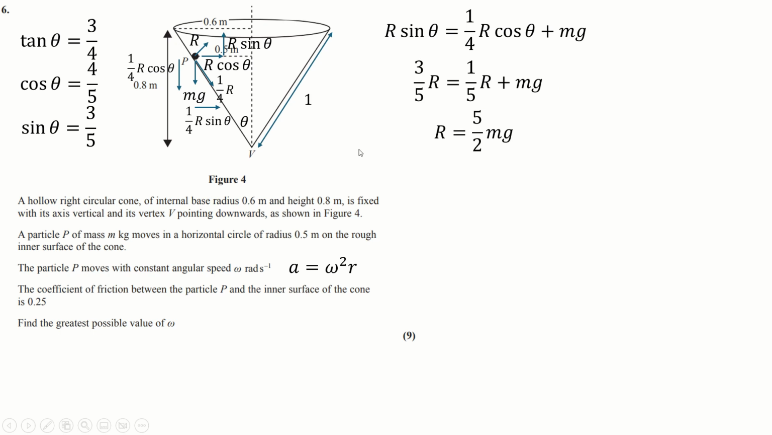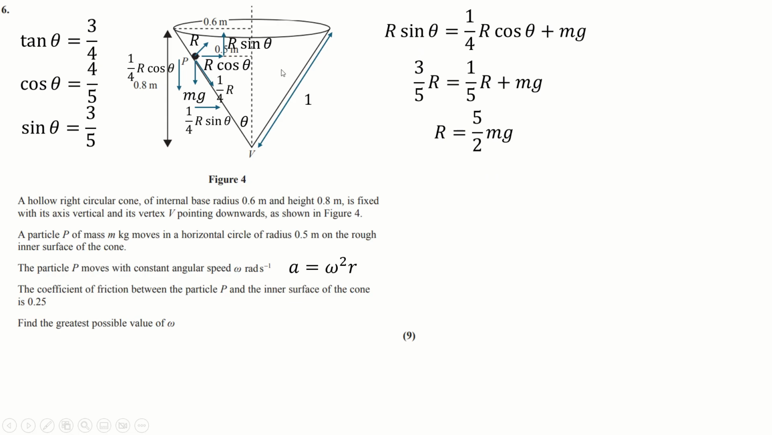The other thing we'll do is resolve horizontally, but of course there's an acceleration horizontally, so we'll use F equals ma. Essentially this was using F equals ma too, it's just that a is 0 vertically, because it's travelling around its own circle, not moving up and down. So this is F equals ma or F equals 0, and then you just balance the forces.